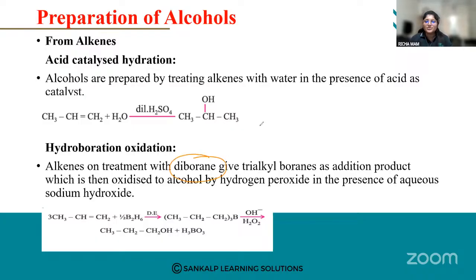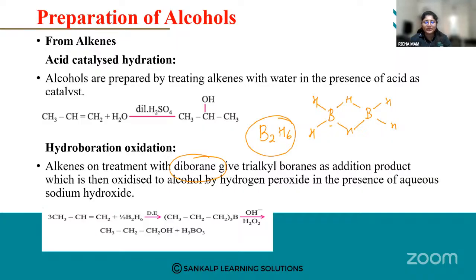What is diborane, students? B2H6. Okay, B2H6 is the diborane. So this is the structure of diborane. So B2H6: 1, 2, 3, 4, 5, 6, and 2 borons. So what we are doing is treating the alkenes with diborane.